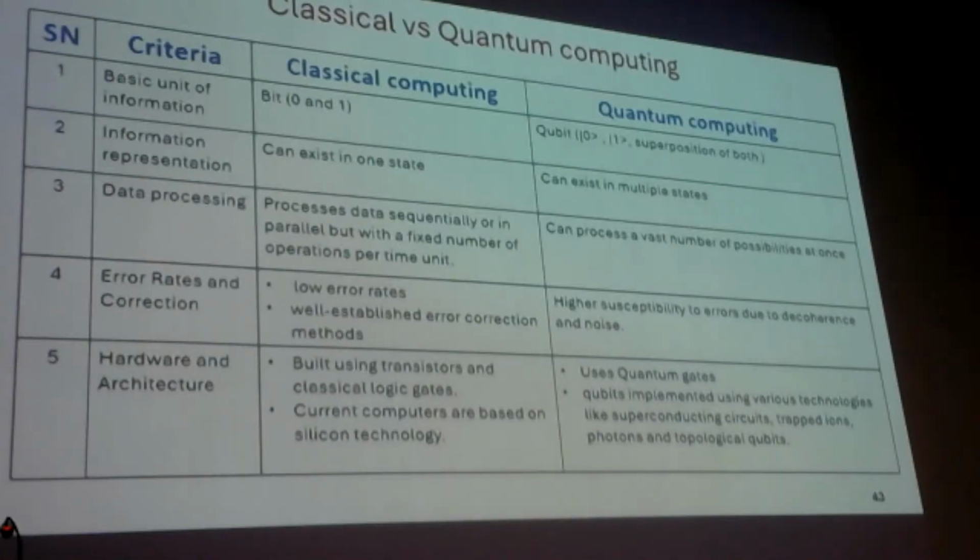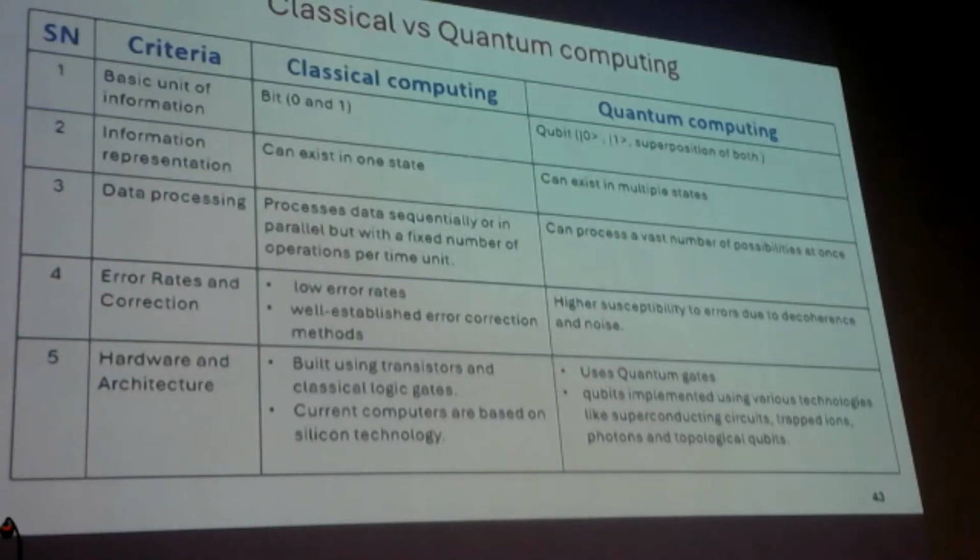Here, data processing is sequential or parallel, with only a fixed number of operations per unit time, but here it can process a vast number of possibilities that I have shown you. Error rate and correction, in classical it is a low error rate, well established error correction methods are already developed since long. Whereas in quantum computing, higher susceptibility to errors due to decoherence and noise, but research is going on to eliminate as much as possible the errors and bring in a better working quantum computer.